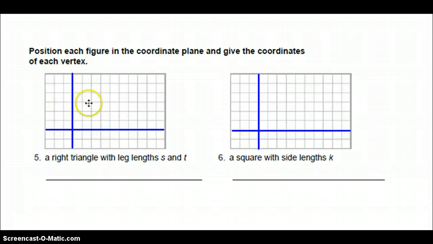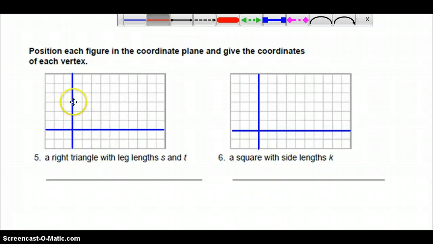We're not going to put any numbers on this other than 0. So the first thing I wanted us to do is position a right triangle with leg lengths S and T. If it's a right triangle, again, it's a good idea to position our legs with that right angle vertex at 0, 0.